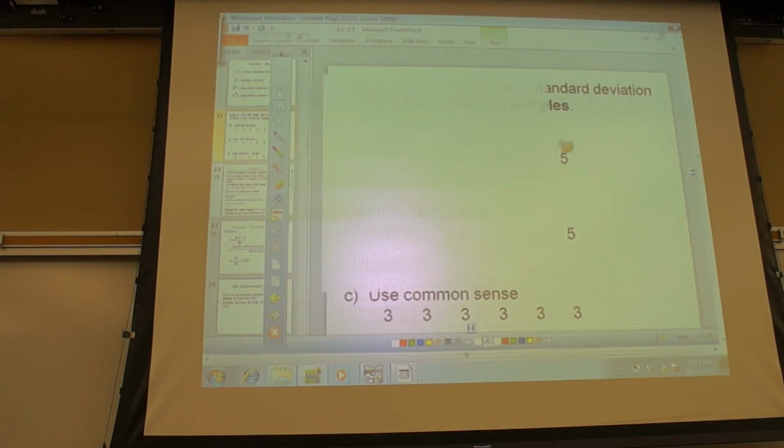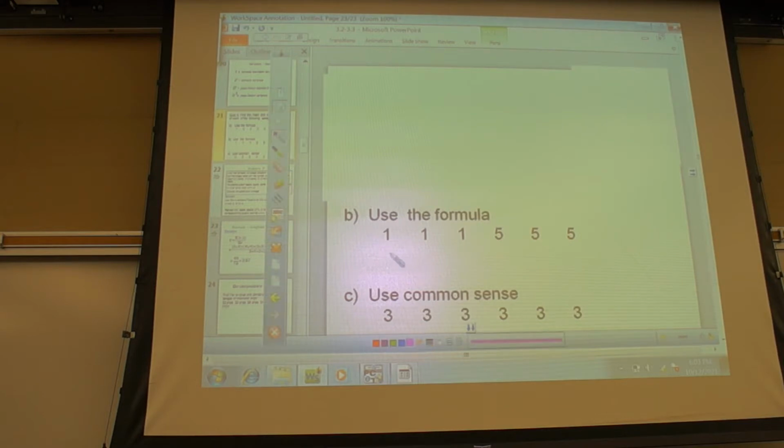I'm going to work up here. All right, so here I need, what is it? It's n times the sum of my x's squared. So I need to find that part first. And then we're going to subtract the sum of my x's, squared. And then we're going to divide by n times n minus 1.